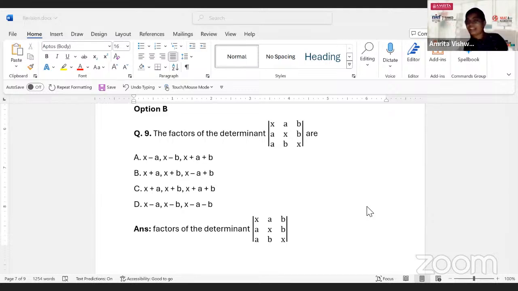There is a very slight change in each and every option. So just be careful when you're solving. A sign is going to cost a lot.